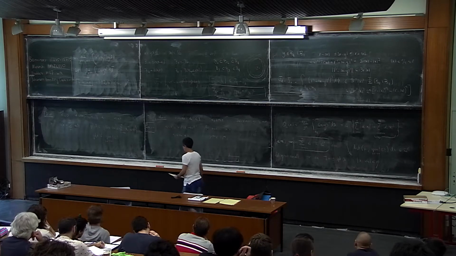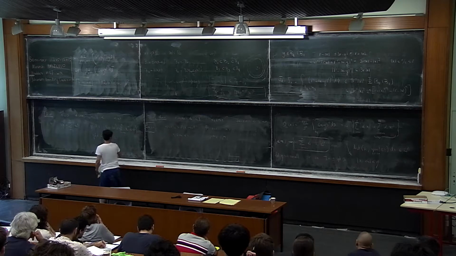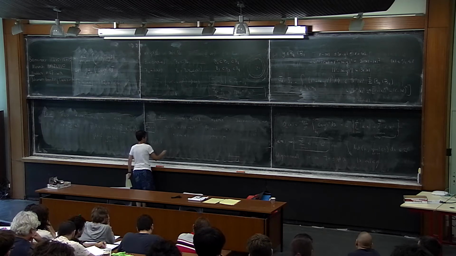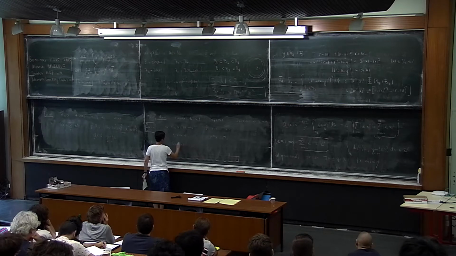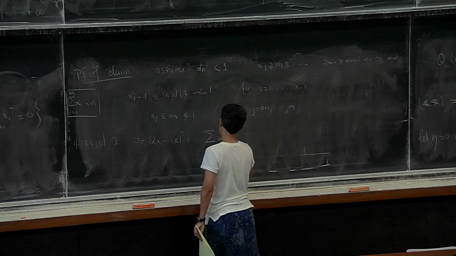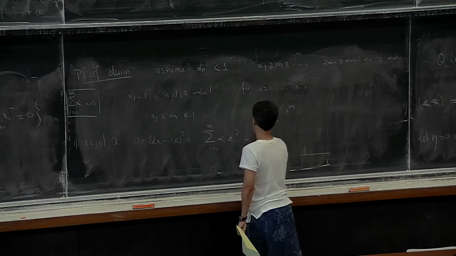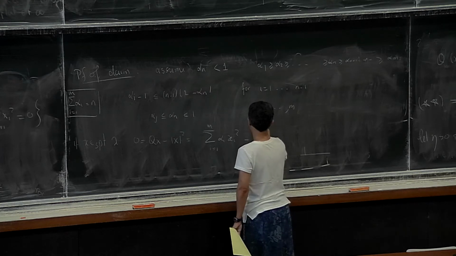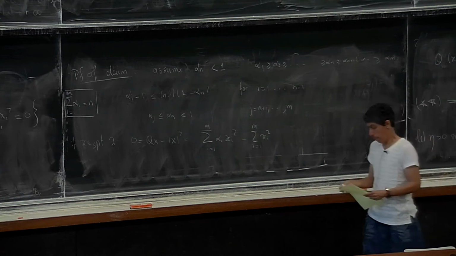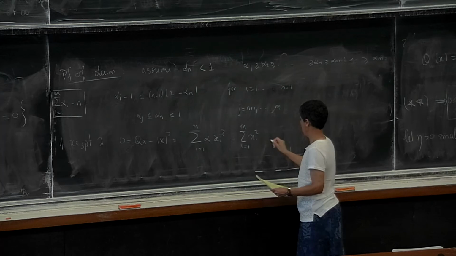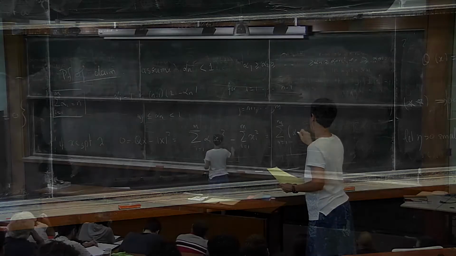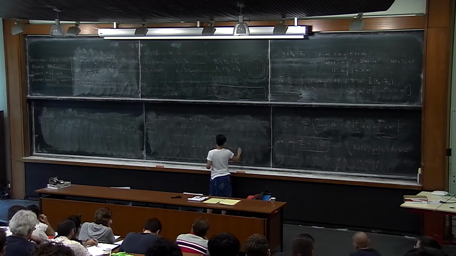Perfect. So now let's go back to our equation. We know that if x belongs to the support of lambda, Qx minus x squared is 0. Qx is the sum of alpha I xi squared minus the sum from I equals 1 up to m of xi squared. And so this is the sum of alpha I minus 1 xi squared.